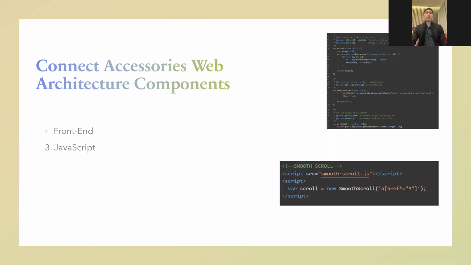For the third front end, it is JavaScript. JavaScript is for the logic of the website. In here, we code the JavaScript for the smooth scroll. So if we scroll the Connect Accessories website, it is smoother than others. And if we want to call the JavaScript in here, we just do it at the bottom of the page, like script source smooth scroll.js, and then we call the JavaScript. Next slides.